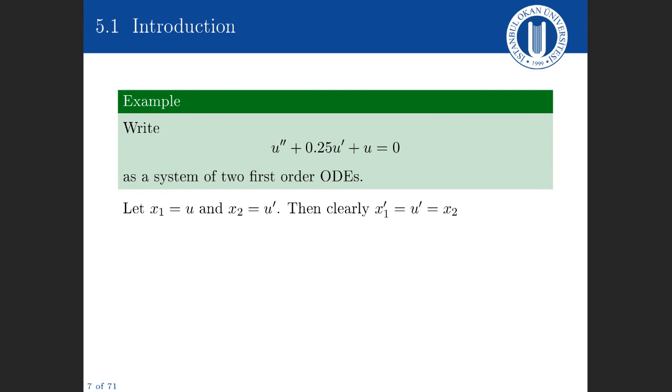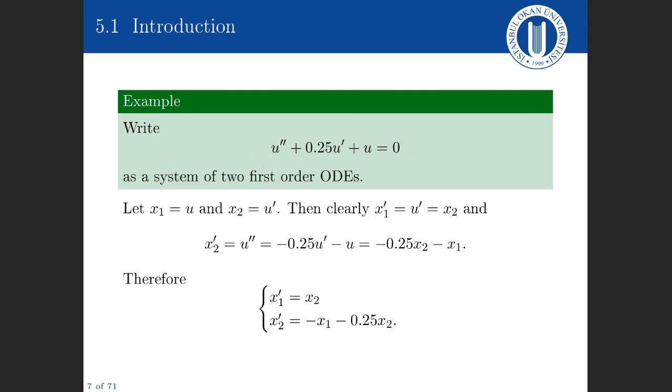Then, clearly, the derivative of x1, which is the derivative of u, is the same as x2. We also need the derivative of x2. x2 is the derivative of u, so x2 prime is the derivative of u prime, or u double prime. From the differential equation that we started with, we could rearrange this to u double prime is equal to minus 0.25 u prime minus u. And then substituting x1 and x2, we get minus 0.25 x2 minus x1. And that's all we need to do. Then we have the system. x1 prime is x2. x2 prime is minus x1 minus 0.25 x2. And by convention, we do x1 first and x2 second. It doesn't really matter, but this is the usual way to write it.